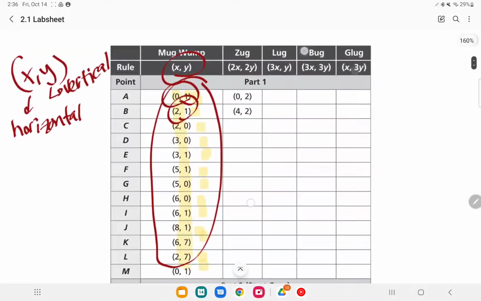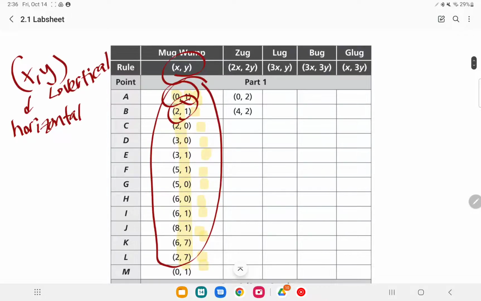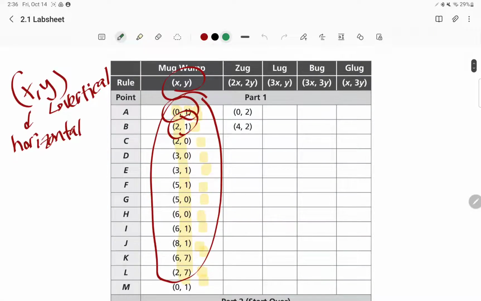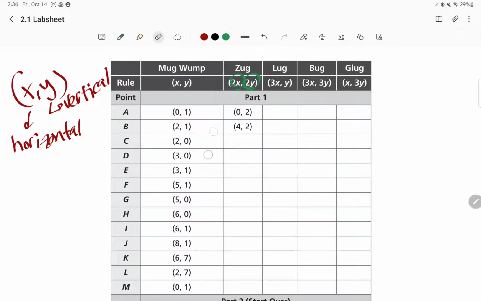So for example, in Zug, let's look at Zug real quick. We'll do his in green. So there's a rule to find his coordinates. His are 2 times x and 2 times y. So you're taking each of these times 2. So let me erase some of this.